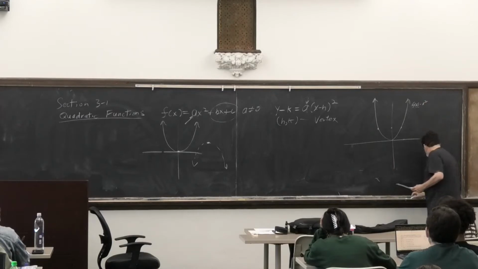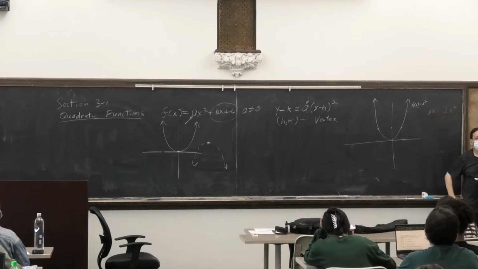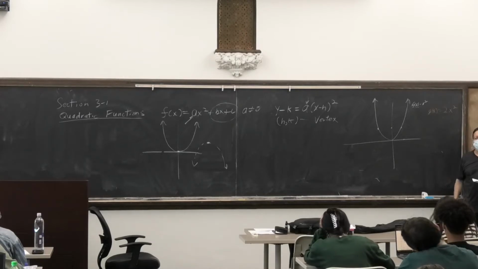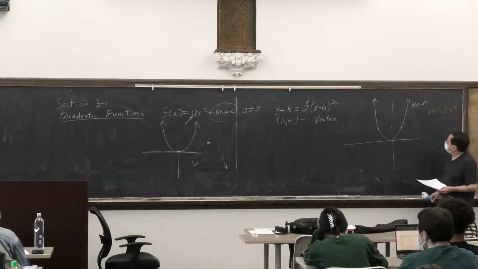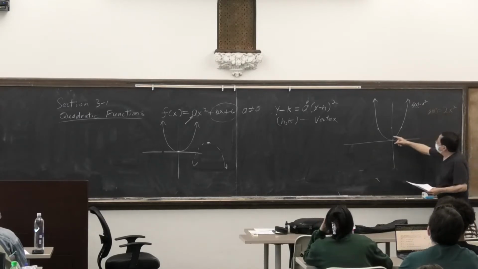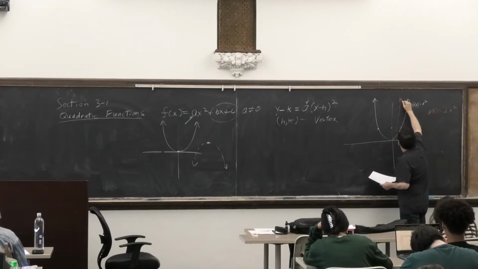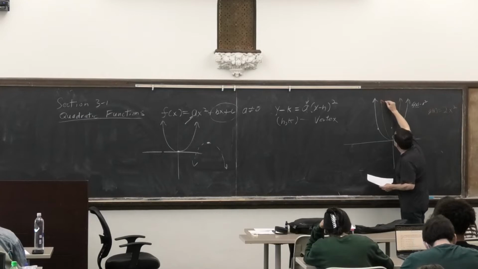If I were to graph g of x equals 2x squared, what would that do to the shape? Yes, I saw that hand gesture. Think about this for a second. What happens as we move outward? Since there's a 2 in here, it's going to go up faster. Okay, it's going to go up like this.